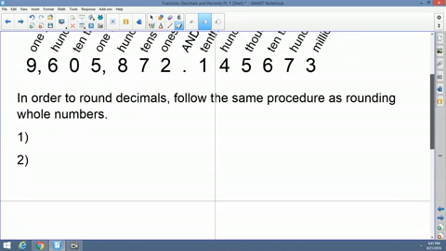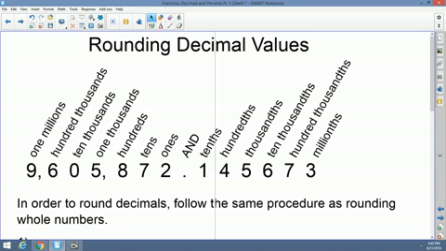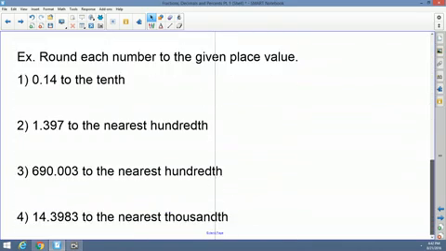Rounding decimals. I'm going pretty fast because I know that you guys have learned this before, all of you ladies and gentlemen out there in the internet world. I just wanted to give you a little refresher. In order to round decimals, follow the same procedure as rounding whole numbers. Well, you may say, I kind of forgot how to round whole numbers. No worries. You round whole numbers and decimals the same exact way, using the same procedure. And that procedure is as follows.